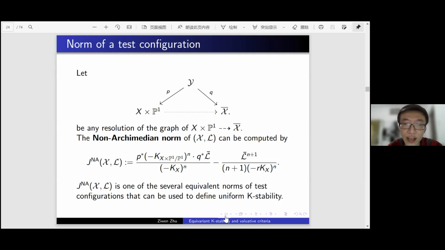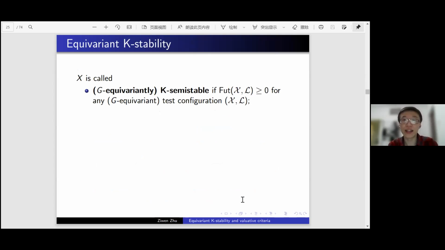Okay, so as I mentioned, this is one of several equivalent norms of test configurations, and this norm is necessary when we try to define uniform K-stability. Okay, so now I think we are in a good place to define K-stability.